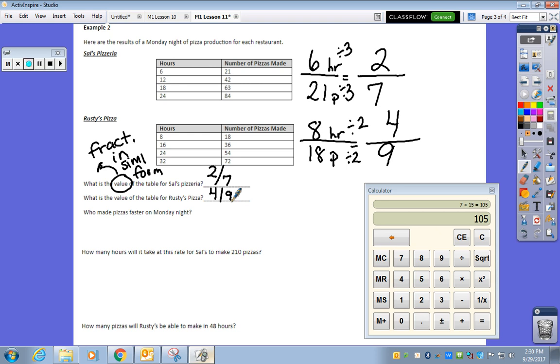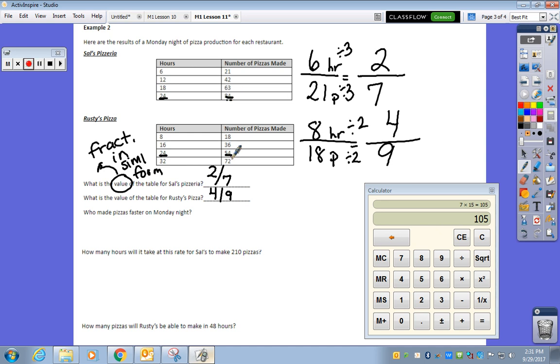But I'm going to show you a couple of ways that you can do it if there is not a similar number. So one way we could look at it, like I said to begin with, is they both have a number for 24 hours. If I compare at the 24, I see in 24 hours, Sal's can make 84 pizzas, and in 24 hours, Rusty's only makes 54 pizzas. So here we can see Sal's makes more. 84 is greater than 54.